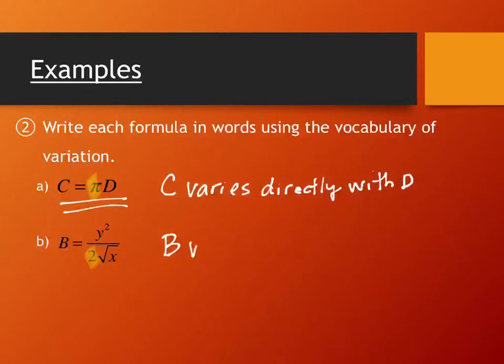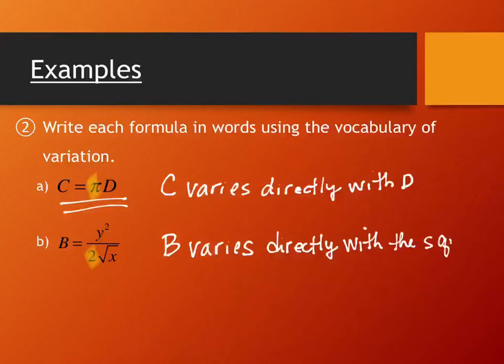So we simply have to make both statements within the same sentence. So B varies directly with what's on top. So what's on top? With y squared, so with the square of y, much like we had seen it before, right? The r squared, the square of y.